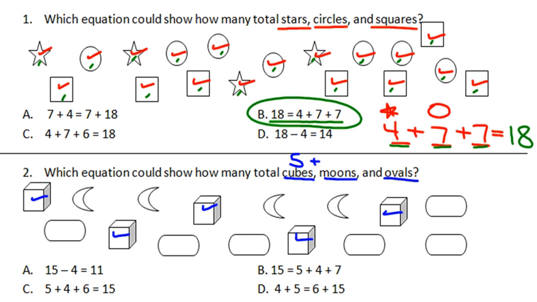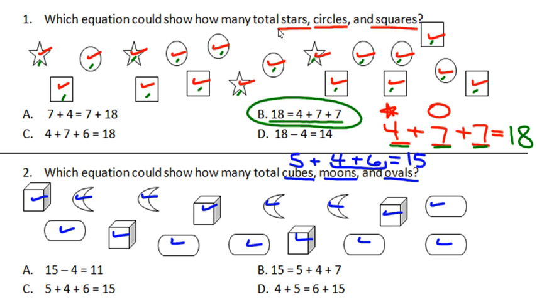Now I'm adding moons. 1, 2, 3, 4. And I'm going to add ovals. 1, 2, 3, 4, 5, 6. I don't know what my sum is yet. I can use a math strategy though. I see 4 plus 6, which I recognize as 10. Now that 10 plus 5 would equal 15. If I counted them, I would be able to see the same sum.